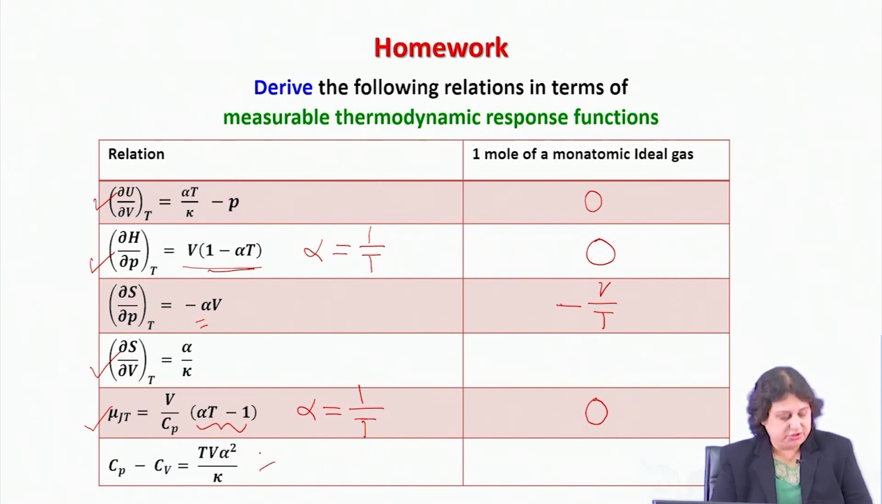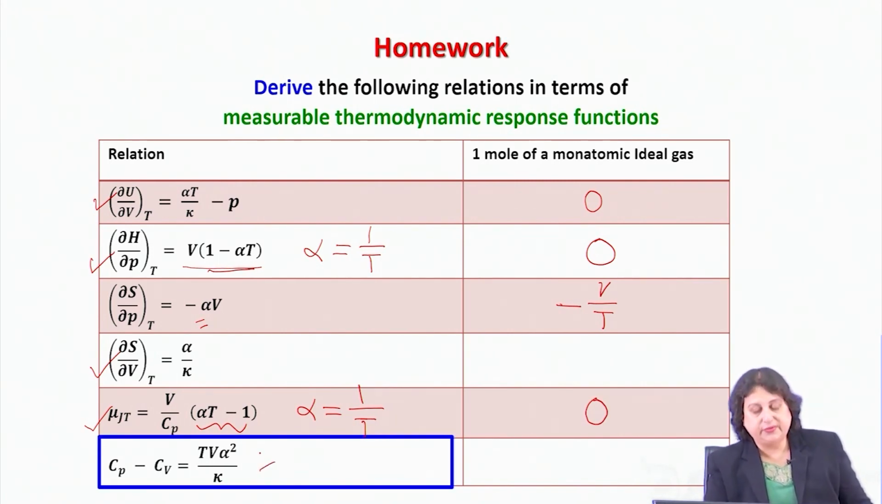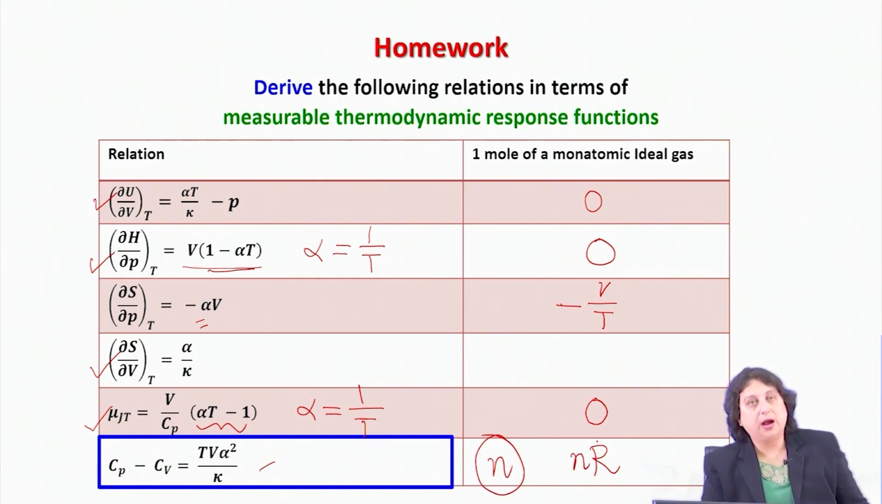And this is a relationship that I have already derived for you, and I have shown that this is equal to R. I will leave it as an exercise for you to show that Cp minus Cv for n moles of an ideal gas is actually n into R. All you will have to do is use the proper relationships here for n moles of the ideal gas and find out what happens to Cp minus Cv.